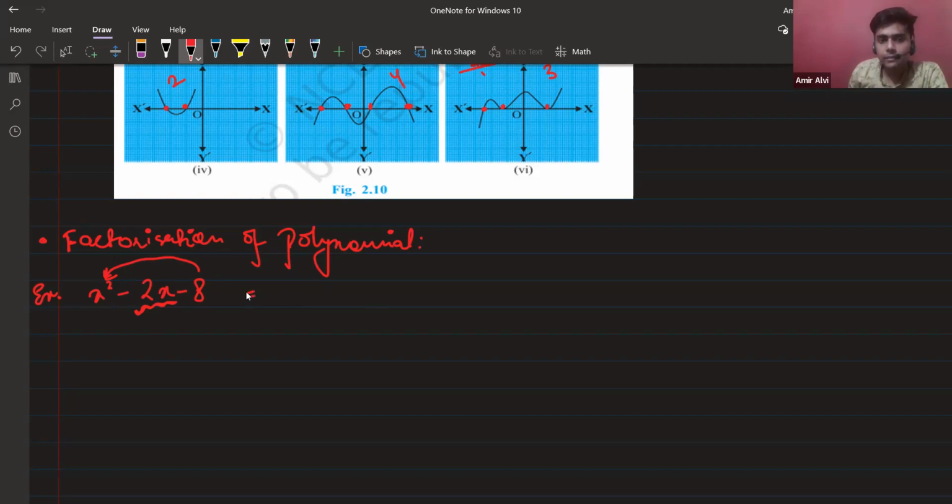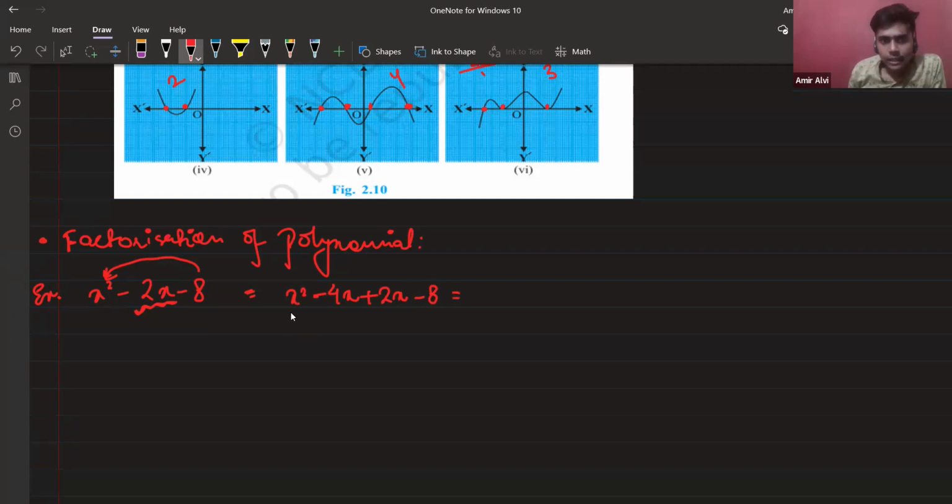So can I write this as x square minus 4x plus 2x minus of 8? Yes or no? Yes, sir. When you add, you will get minus of 2, and if you multiply them, minus of 8 into x square. It's satisfying the two conditions which we need to find out the middle term split. Yes or no? Yes, sir.